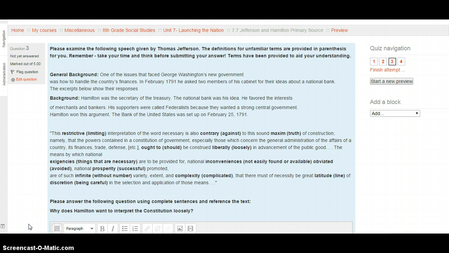So now we are switching to Alexander Hamilton. And Alexander Hamilton was the Secretary of the Treasury at the time. Remember, him and Jefferson were both in the cabinet, which is the group that advised the president. Hamilton was the Secretary of the Treasury. The national bank was his idea. He favored the interests of merchants and bankers. His supporters were called Federalists because they wanted a strong central government. Hamilton won this argument. The Bank of the United States was set up on February 25, 1791.